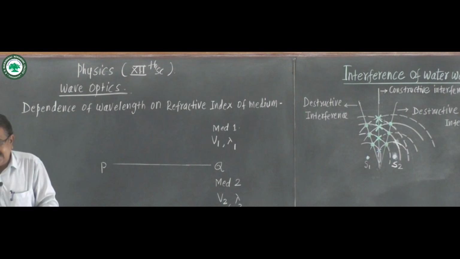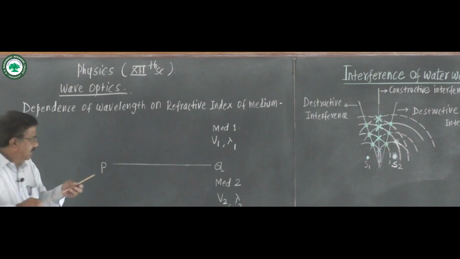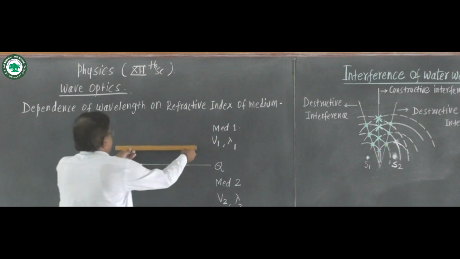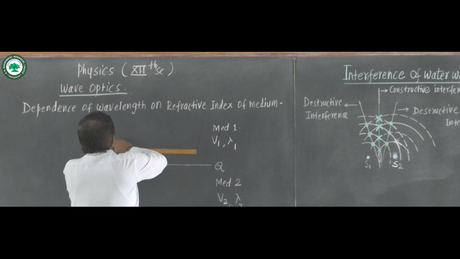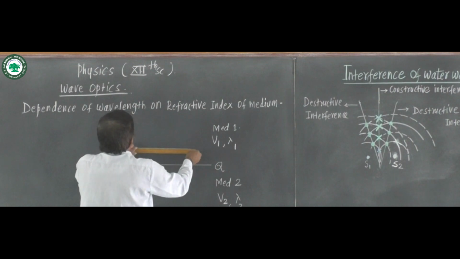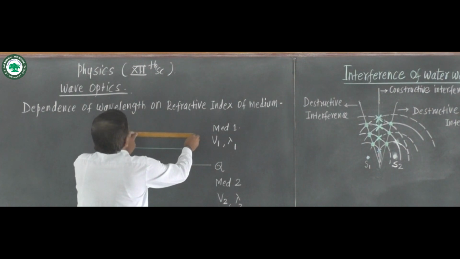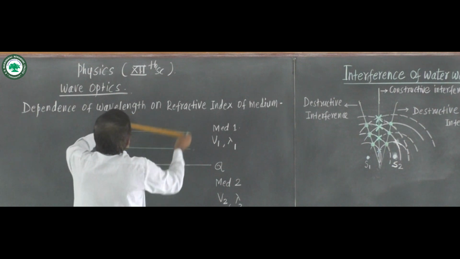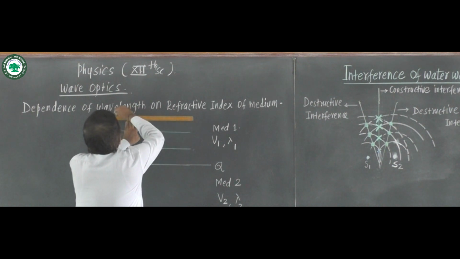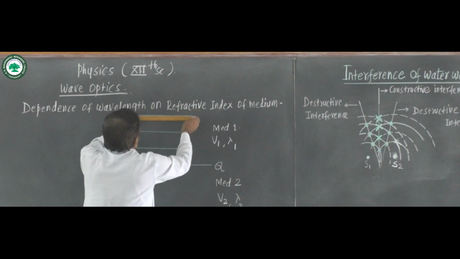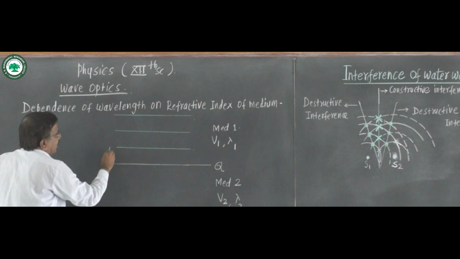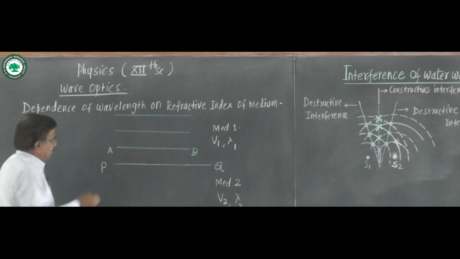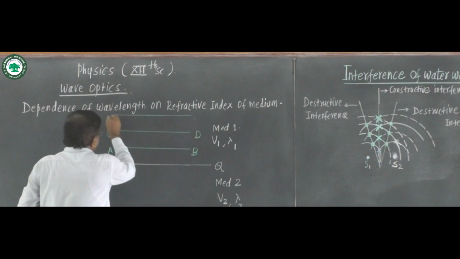The plane wavefronts of light are incident here. Suppose light is incident normally, and these are the plane wavefronts incident on this PQ normally, and these wavefronts are parallel to each other. Suppose this is wavefront AB, then wavefront CD and wavefront EF.